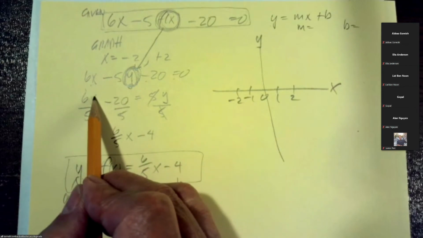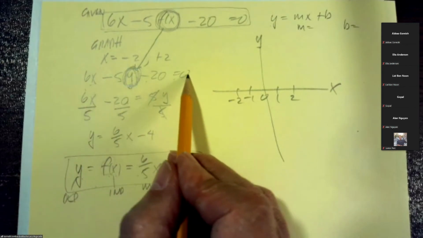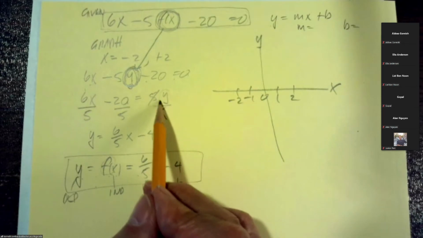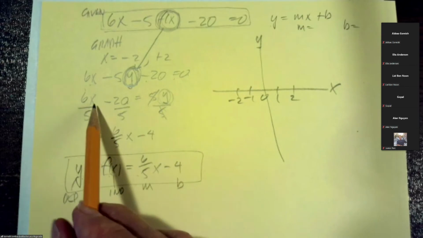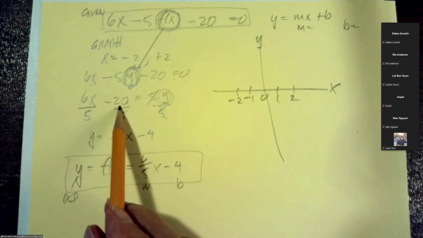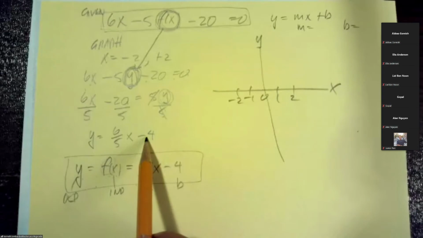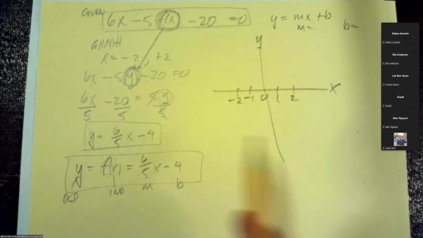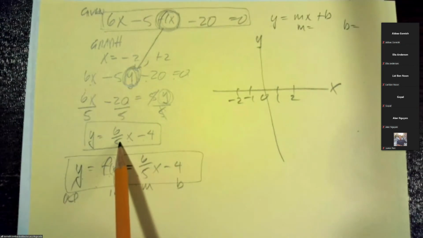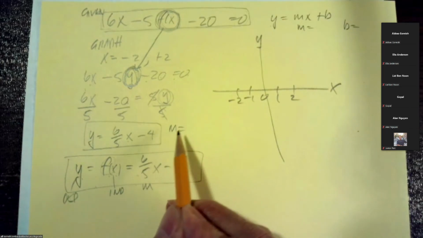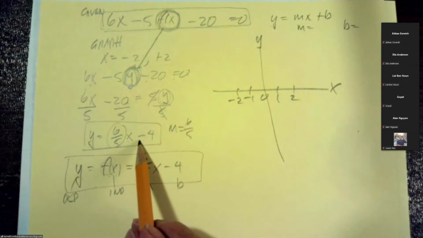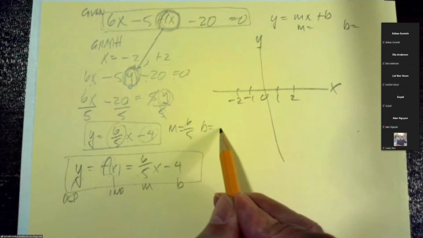So I left the 6x, left the 20, brought 5y to the other side. Divided through by 5 because I want to solve for y. So now I get 6 over 5x minus 20 over 5 is 4. So now I end up with y equals 6 over 5x minus 4. A little friendlier. So now if I say what's the slope, m equals this value here, isn't it? 6 over 5. And the intercept, b, is negative 4.